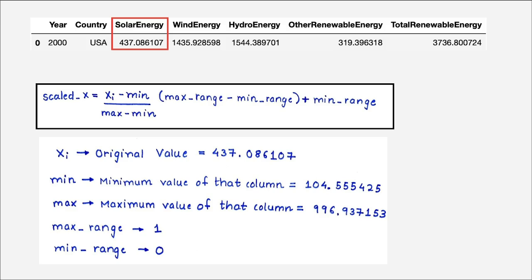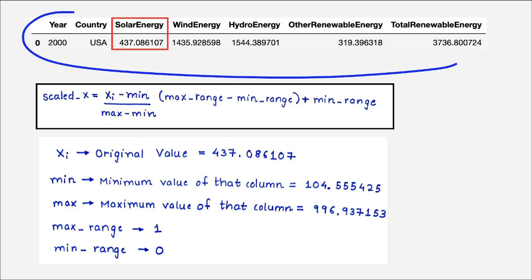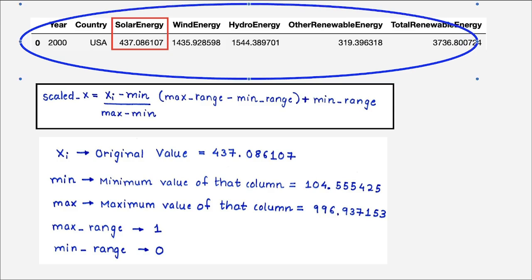So as you can see here, the first row that you are seeing here is the first instance. For this first instance, I am just trying to compress the value from the solar energy column to the range 0 to 1. You can apply this formula to each and every value from all the columns here, but I'm just showing you an example considering the first instance from the dataset, and particularly the solar energy value.